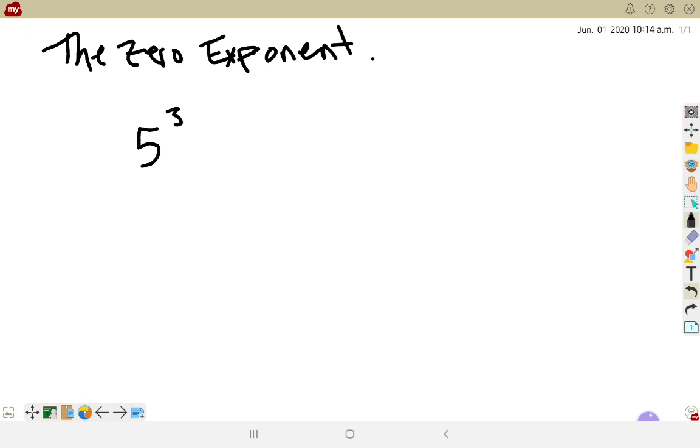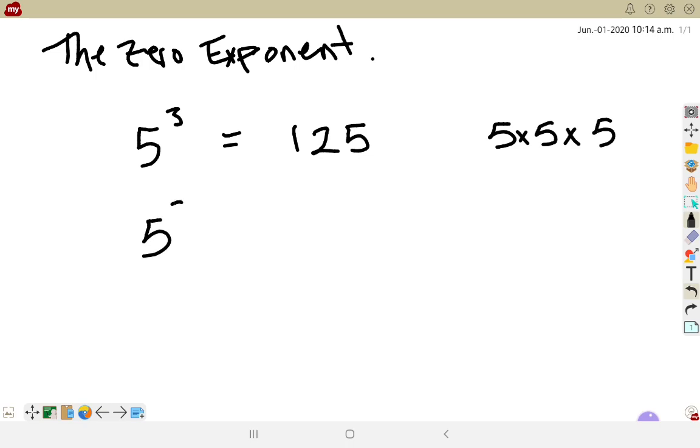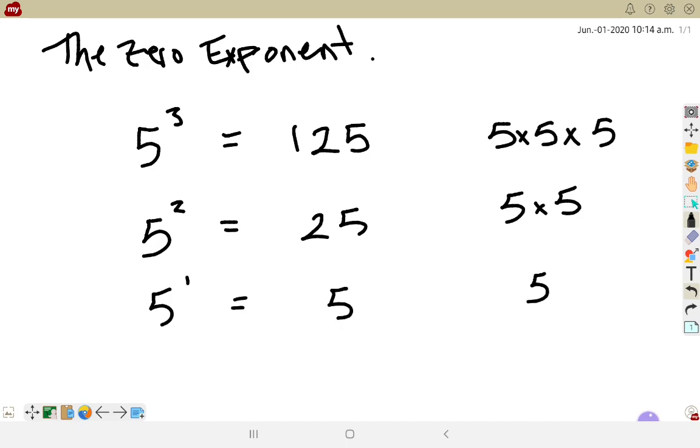So if I had 5 to an exponent of 3, we know that would be 125, right? 5 times 5 times 5. And if I had 5 exponent 2, that would be 25, right? And that's 5 times 5. I'm only taking two 5s multiplying together. Then if I had 5 with an exponent of 1, well, that's just the one 5 all by itself, right?